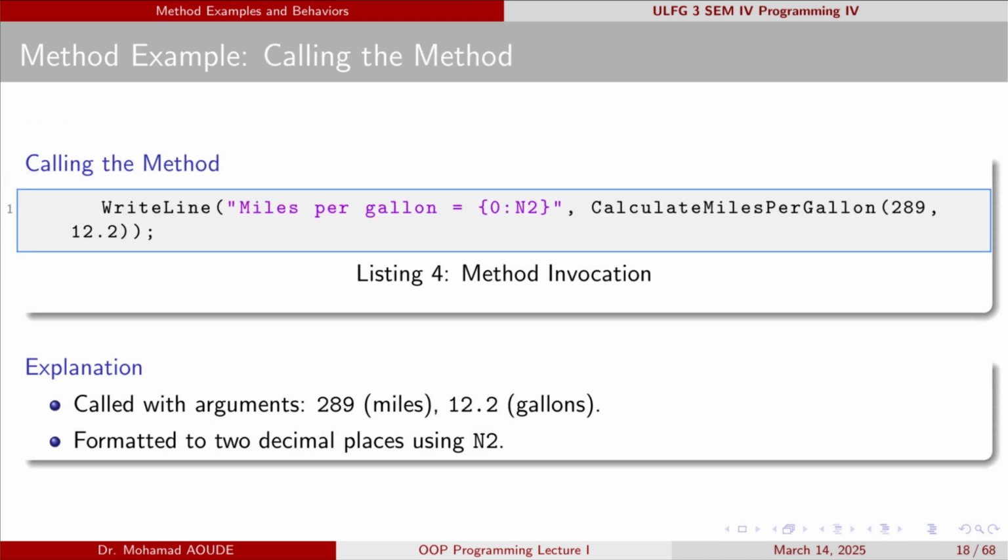Now, how do we actually use that method we just created? We simply call it by using its name and passing the right arguments inside parentheses. In this example, we call calculate miles per gallon 289, 12.2, meaning 289 miles traveled and 12.2 gallons used. The result is then formatted nicely to two decimal places using the N2 format specifier in WriteLine. Always remember, defining a method is only half the story. Calling it correctly with the right arguments is the second crucial half.